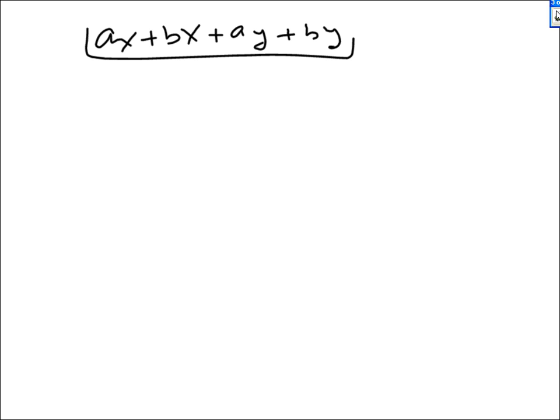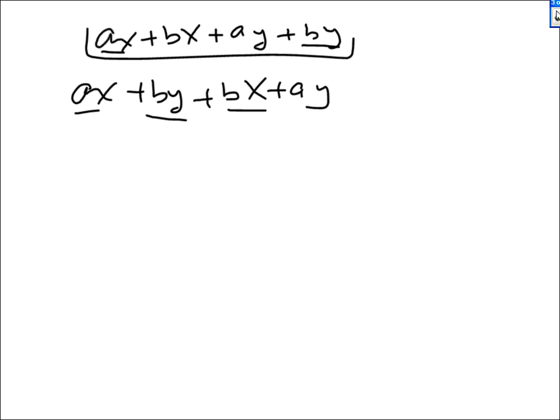Alright, now let's look at that first problem again. I'm going to write it down, just so you see that it's going to be like the problem I'm going to write beneath it. This here was the first problem. And it actually turns out that it's going to equal this one. They both have AX, they both have plus BY, they both have plus BX, they both have plus AY. They are equal. So when we factor it, we should get the same answer.